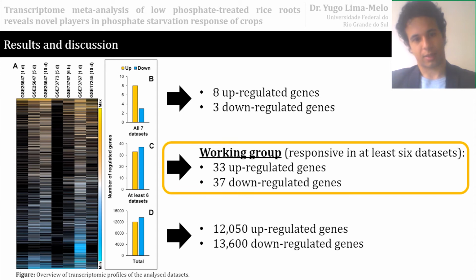because we had the feeling that 6 data sets is a good number to give us some confidence on the methods and on the analysis. And at the same time, we had a good amount of genes to investigate. And considering the total of genes which were regulated, we had 12,000 upregulated genes and 13,000 downregulated genes, which means that these genes were regulated in at least one of the data sets.